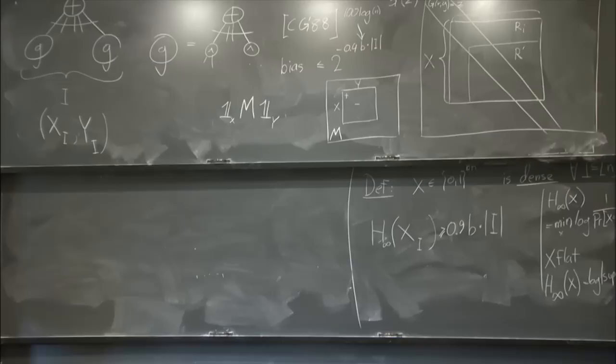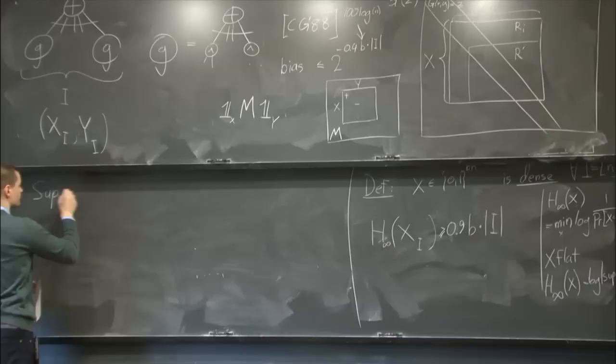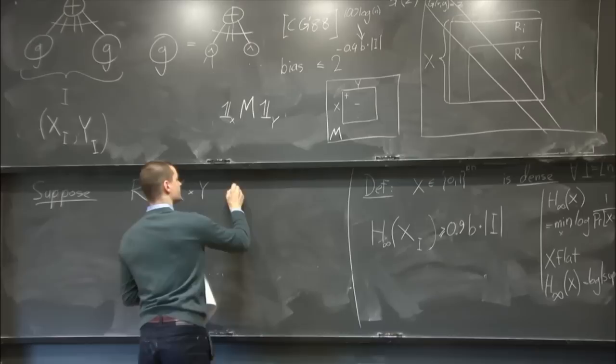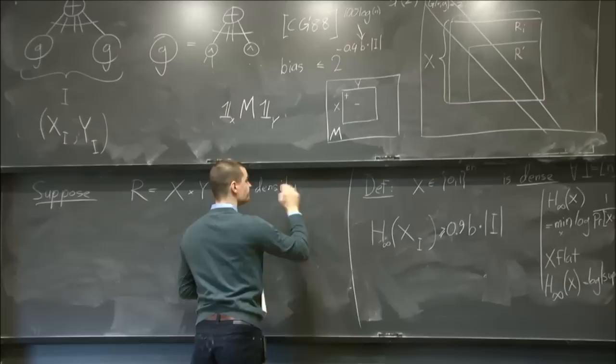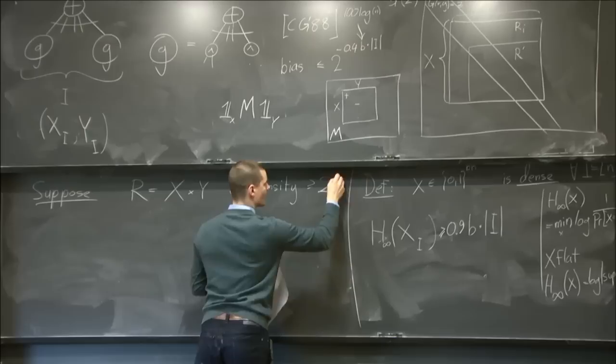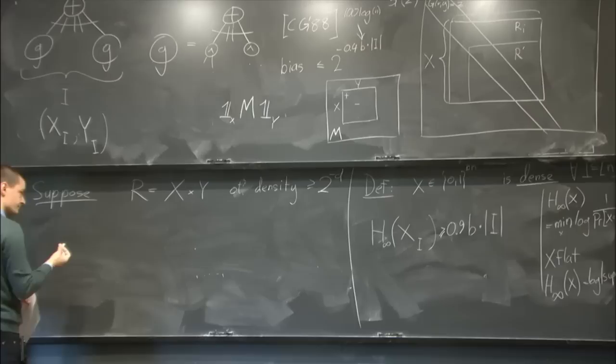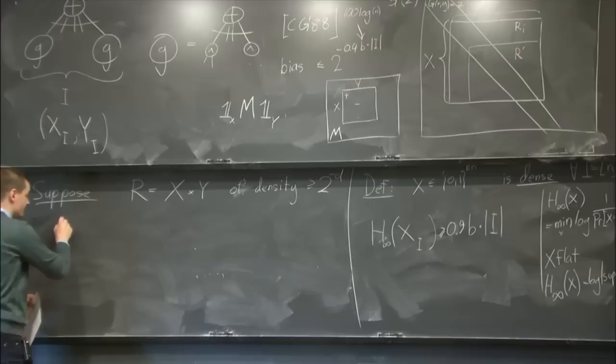OK, so let's start with a large rectangle. I'm given a large rectangle of density 2 to the minus d. So far, I'm just assuming this. We'll see how a protocol gives us this. But it's kind of intuitive why it should. But anyway, if I just look at x, I want to pre-process it now, because it may not be dense.